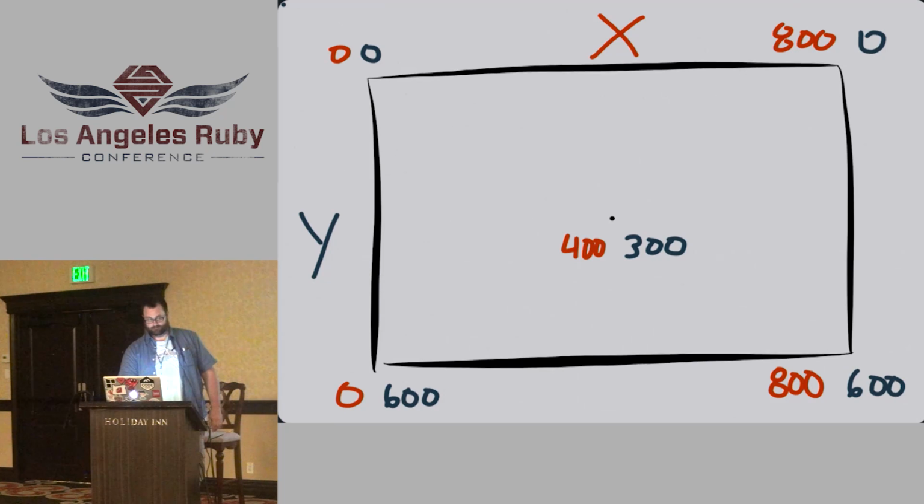All right. Here's our screen. We have an 800 by 600 screen. The X and the Y are the coordinates on the screen where we want something placed, right? So the upper left-hand corner is 0x and 0y. The bottom right-hand corner is 800x and 600y. The middle is going to be 400x and 300y. Make sense?